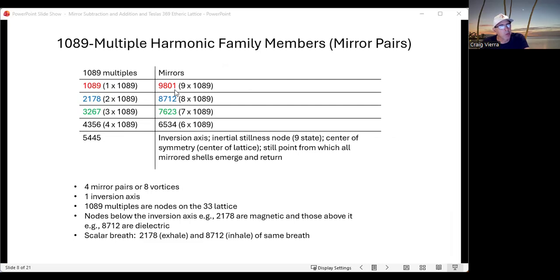I found 9801. These are mirrors of one another. I found 2178, 8712. This is another mirror pair of the numbers. These are all 1089 multiples, like 1089 times 1, 1089 times 2 is 2178, 1089 times 3 is 3267. Then I found its mirror, 7623, which is 7 times 1089, 4356, which is 4 times 1089, and then 6534, which is 6 times 1089. These are four mirror pairs, and this was incredible that I saw that these were coming out.